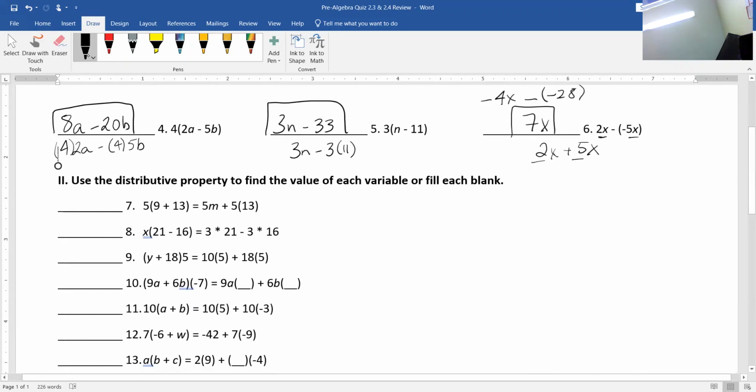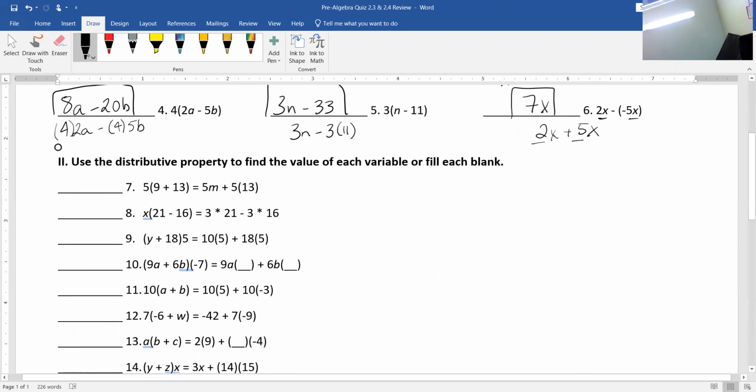Okay, so the second part of this is asking you to use the distributive property to find the value of each variable or fill in the blank if you have a blank there. So for number 7, what they've done is they have 5 times 9 plus 13 equals 5m plus 5 times 13. So what you're asked to do is to tell what the value of m is. So when you write that, you always write your variable equals and then its value. Well, in this case, we can see that we have distributed 5 times 9 plus 5 times 13. So m must equal 9.